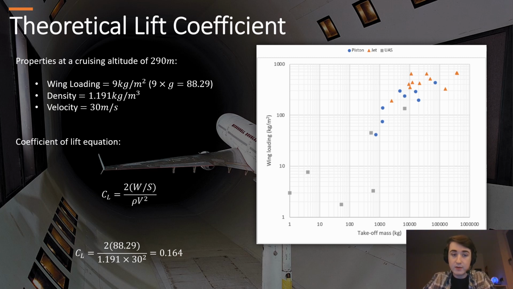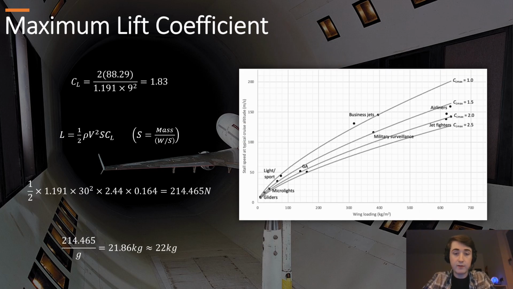Also at our cruising altitude, the pressure is equal to 0.96 atmospheres and the air density is equal to 1.19 kilograms per meter cubed. So using these values with the equation below, we can calculate a design coefficient of lift equal to 0.164. So using this graph, we can calculate our aircraft stall speed, and then we can substitute our stall speeds into the equation for V, and then we can get our maximum lift coefficient, which is equal to 1.83.